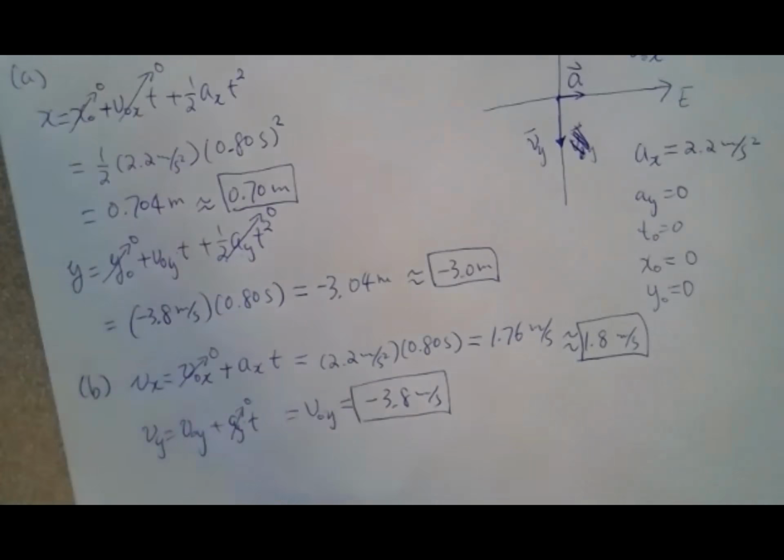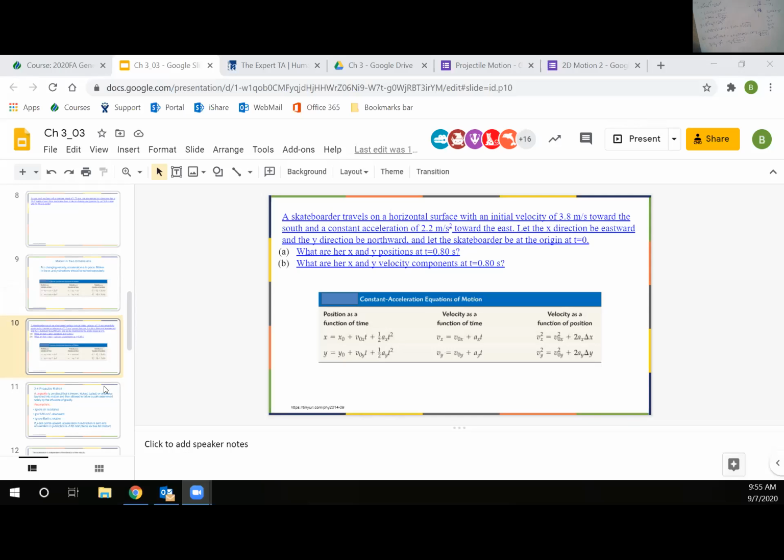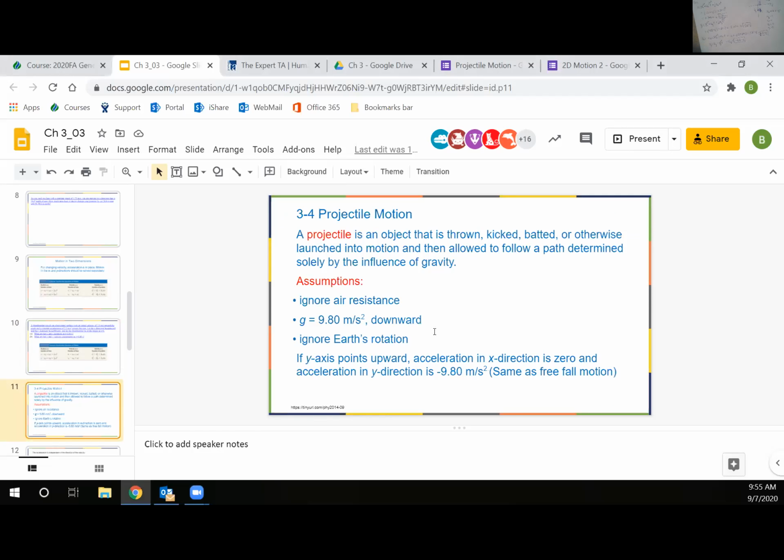And then similarly for the velocity, it says it's towards south. So it's only along the south direction, which is the Y direction, negative Y direction, okay? All right, let me know if that's not clear. Okay, so if not, then we'll move on here.